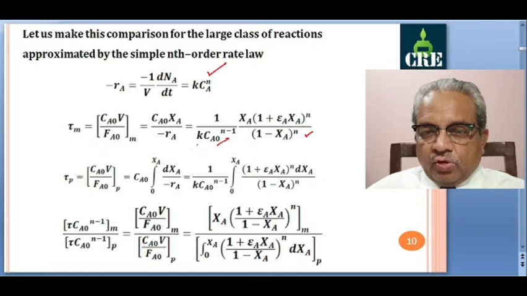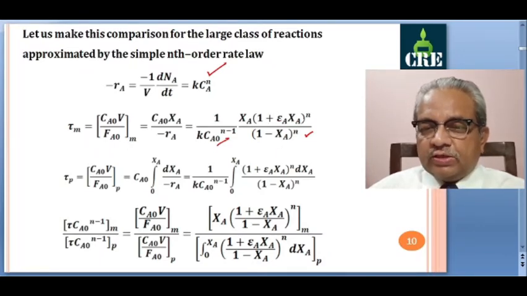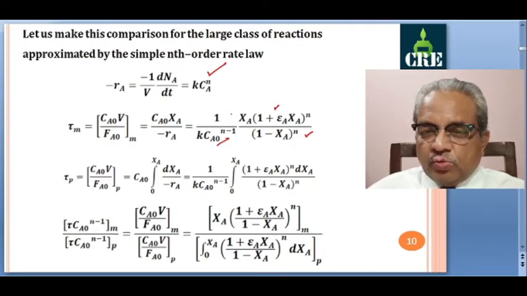For any epsilon, variable volume, it is Ca0 into (1 minus Xa) raised to n divided by (1 plus epsilon A Xa) raised to n. So this 1 plus epsilon A Xa goes in the numerator. This also we have done a number of times. So Ca0 in the numerator, one cancels out, so Ca0 raised to n becomes Ca0 raised to n minus 1.